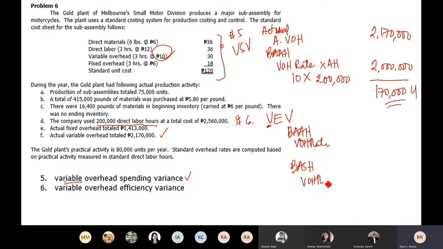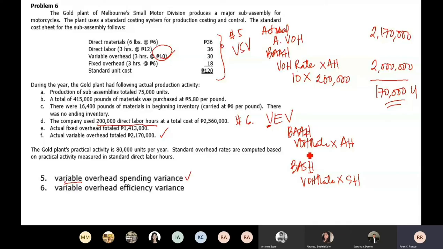Variable po. So, start code ng VOH rate. Ito rin, start ko ng VOH rate. Parehas naman kasi. Lahat, maliban sa actual, start with the rate. Okay? Right now, sinusulat ko yung formula. Pero when the time comes na memorize nyo na, it doesn't necessarily mean na dapat isulat mo. Okay? So VOH rate times your actual hours here and times your standard hours here. Okay? BAA and BASH.